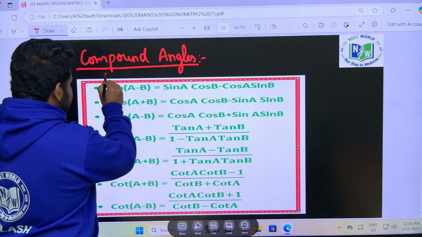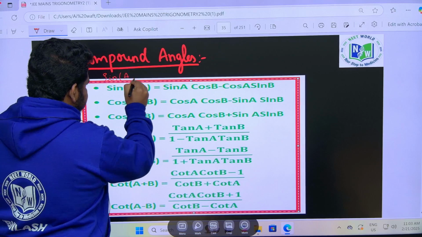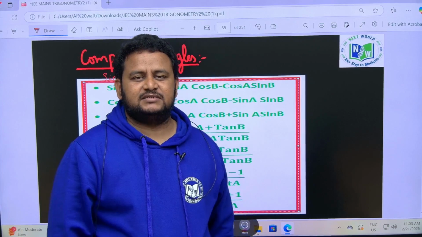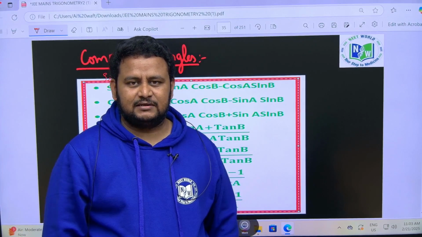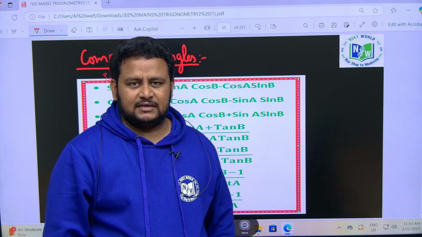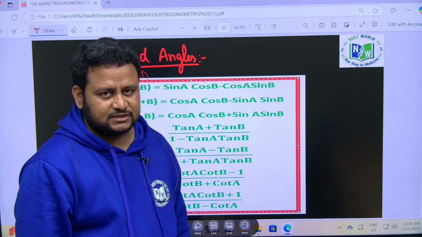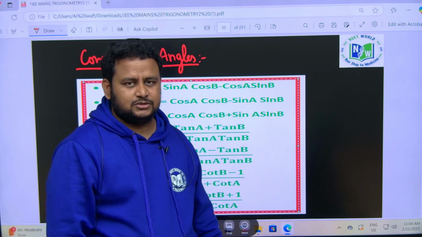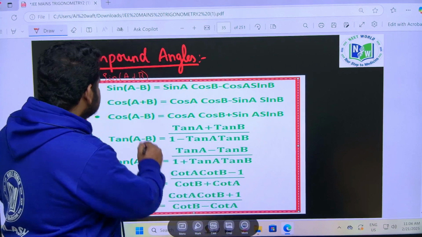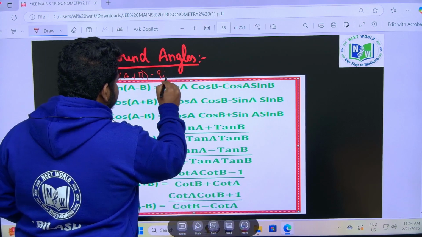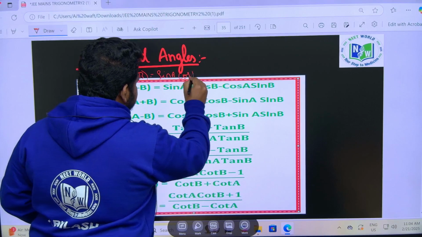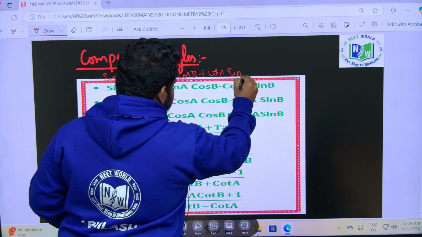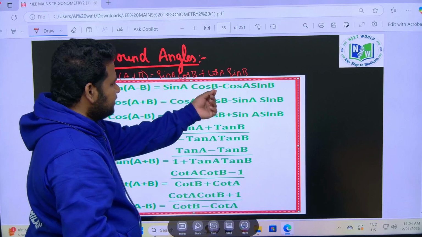Here one thing is missing, that is sin of a plus b. I told you that sin is a very humble and sweet person. It will combine with anyone and it will be obedient. Suppose you ask him to open the door, he will open the door. If you ask him to close the door, he will close the door. So sin of a plus b is sin a cos b plus cos a sin b. Similarly, sin of a minus b is sin a cos b minus cos a sin b.